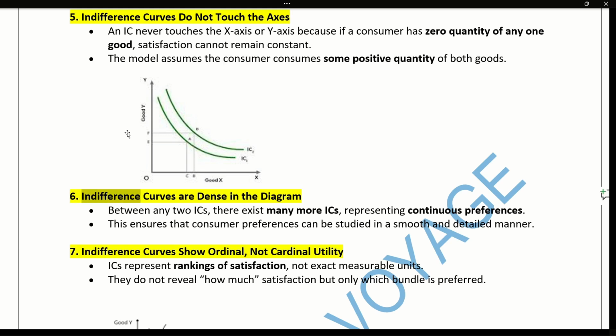6. Indifference curves are dense in the diagram. Between any two ICs, there exist many more ICs, representing continuous preferences. This ensures that consumer preferences can be studied in a smooth and detailed manner. 7. Indifference curves show ordinal, not cardinal utility. ICs represent rankings of satisfaction, not exact measurable units. They do not reveal how much satisfaction but only which bundle is preferred.